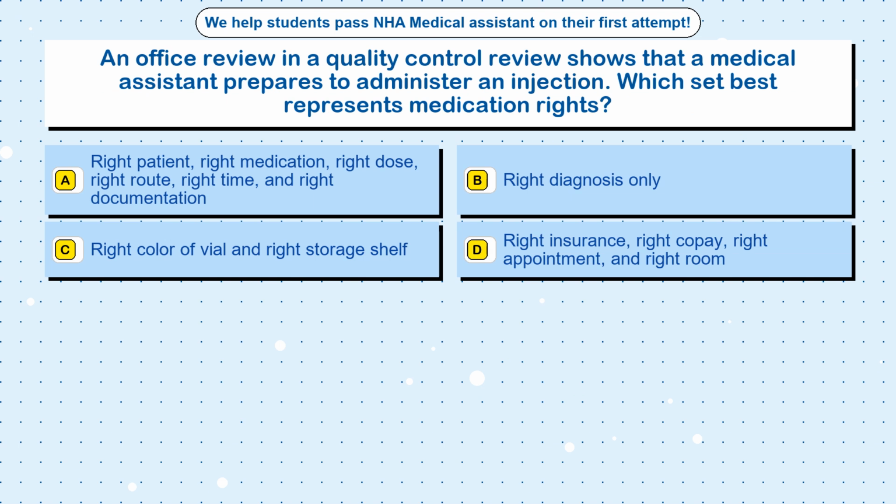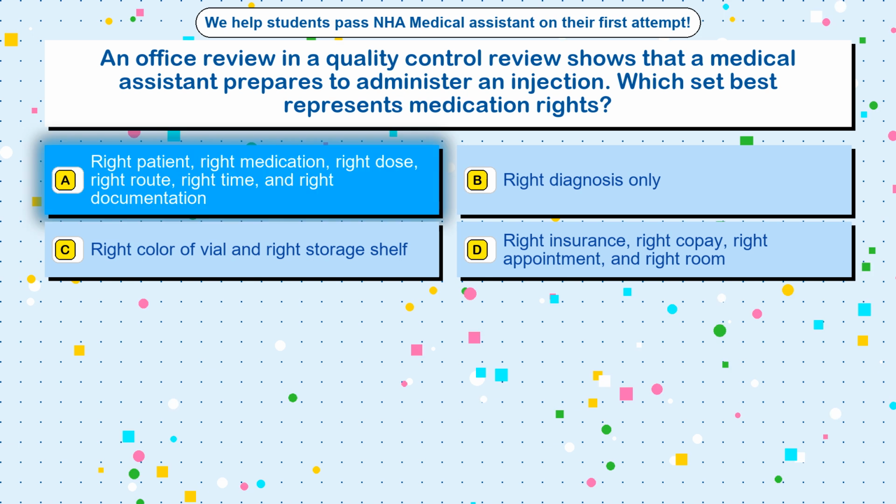Question 57. An office review in a quality control review shows that a medical assistant prepares to administer an injection. Which set best represents medication rights? Option A. Right patient, right medication, right dose, right route, right time, and right documentation. Option B. Right diagnosis only. Option C. Right color of vial and right storage shelf. Option D. Right insurance, right copay, right appointment, and right room.